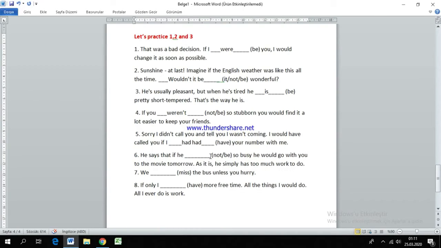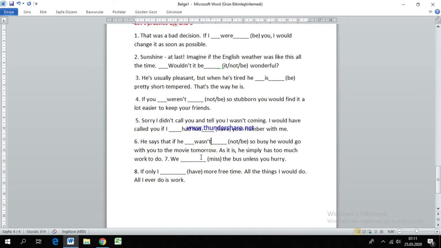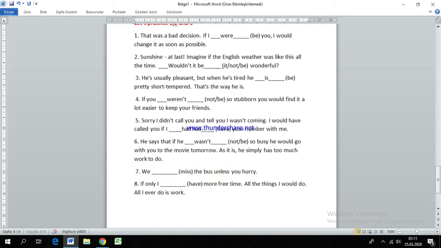The sixth one. He says that if he wasn't so busy, he would go with you. He would go with you. So it's basically a type 2. If he, negative, wasn't so busy. Again, this is a hypothetical imaginary situation because he's quite busy.